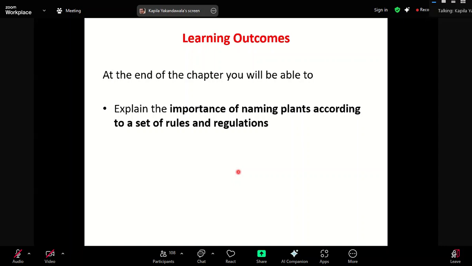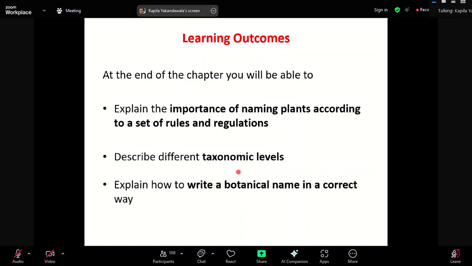Because there are some rules and regulations. Then you should be able to describe different taxonomic levels. And you should be able to write a botanical name in a correct way, because that's very important. You might work in a government department, private sector, or as a planter, but if you find a new plant, you may have to write a report. So always giving a botanical name is important rather than giving the common name. Then finally, describe the diversity of angiosperms.